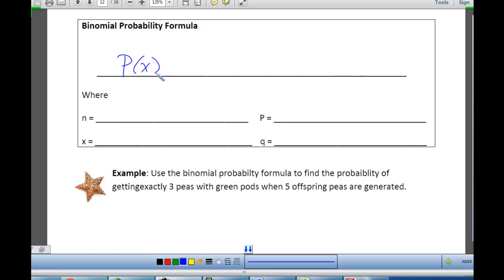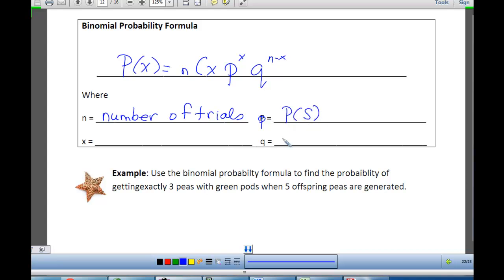Probability of X equals N choose X, P raised to the X, and Q raised to the N minus X, where N is the number of trials, P, that should be a lowercase p, is the probability of success. Q is 1 minus p, the probability of failure. X is the number of successes.